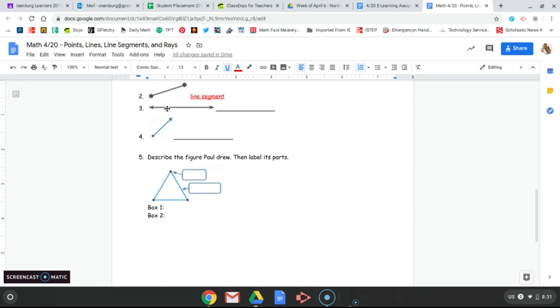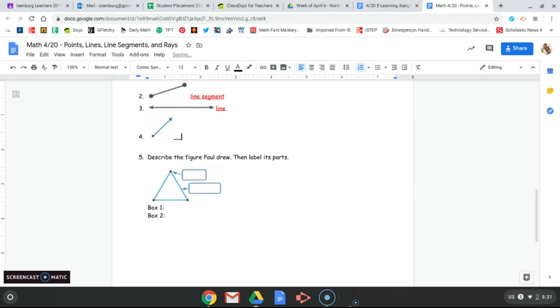Number 3, I notice a straight path, and I notice that both sides have arrows, which means it can extend forever in both directions. So what would we call this figure? Okay, this figure is just called a line. It can extend in both directions.